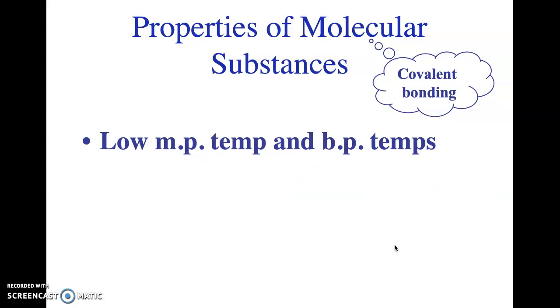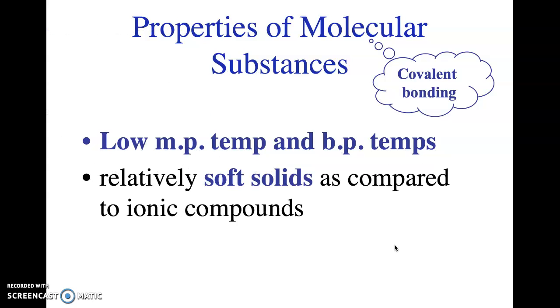Properties. They have low melting points, and they have low BP. What do you think BP stands for? Somebody. Boiling points, right? Melting points, boiling points. It's not blood pressure. Okay, they are relatively soft solids as compared to ionics. Remember, ionics were a little harder.